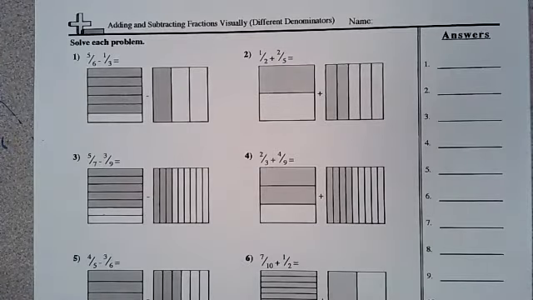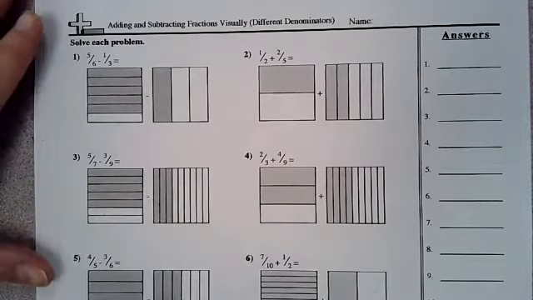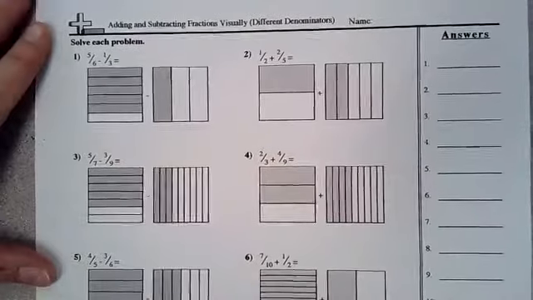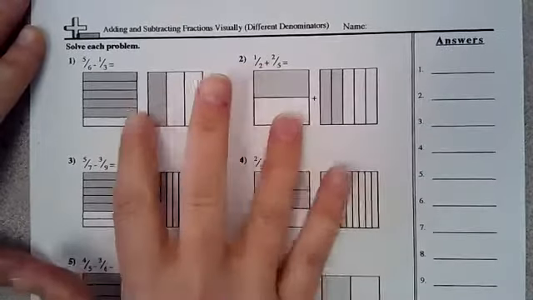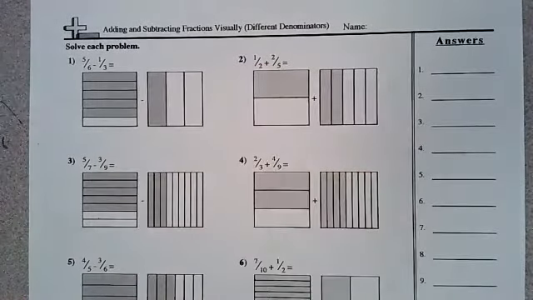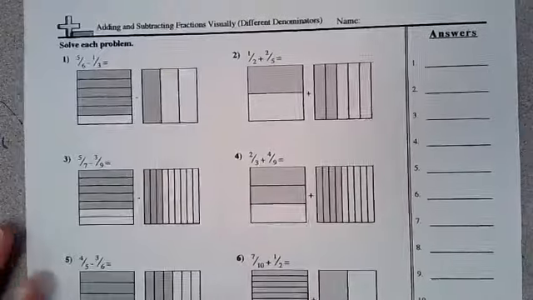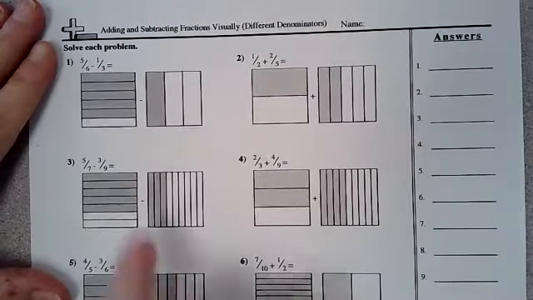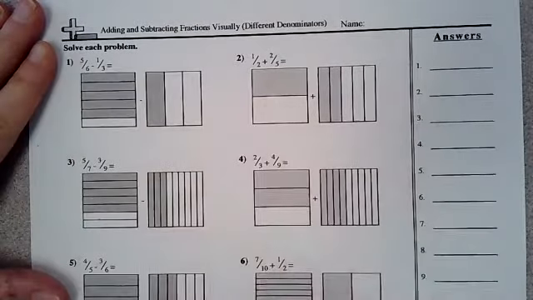Good morning. Okay, so this is your addition and subtraction Common Core assignment. I'm going to do the first two with you so that you know how to do these moving on down the line. Then you'll have to complete 3 through 10 on your own. I'm going to do 1 and 2 with you.